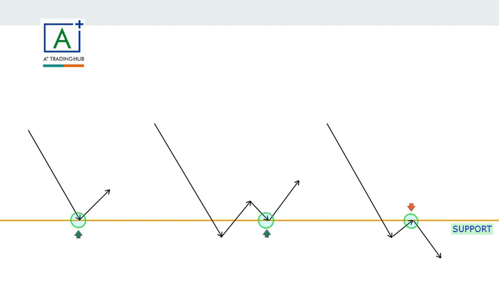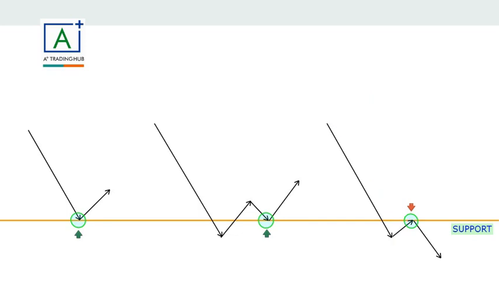The last one is price breaking the support. How do you confirm when price has broken support? This is the third scenario of what price may do here. So price heads down, closes below the support level, retests the support level. Price has to retest the support level.